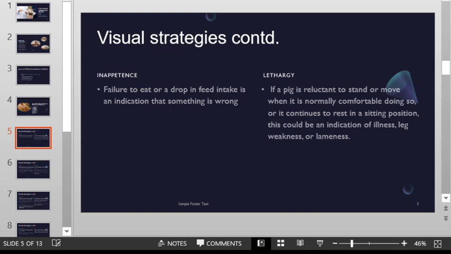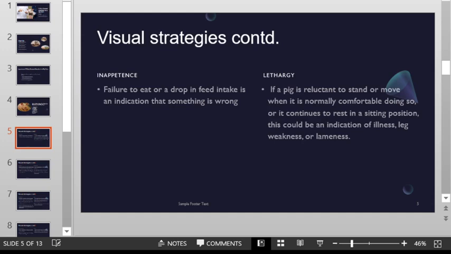The boar or the gilt or whatever doesn't want to get up, okay, then it's a sign that something is definitely wrong with the animal. Or even when the animal attempts to get up, it just wants to rest in a sitting position. So of course this could be an indication of illness or leg weakness or lameness.